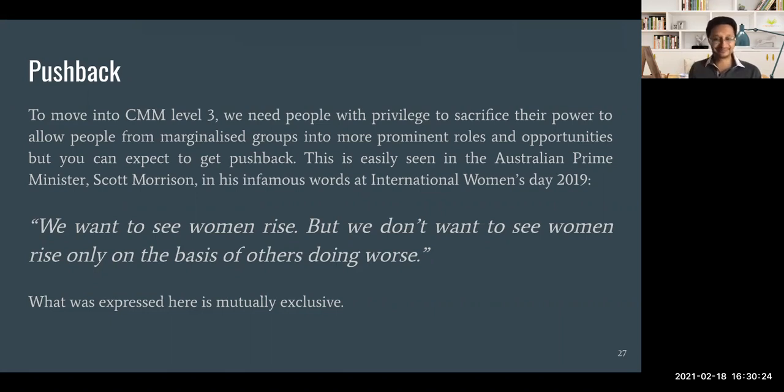But you can't do that. The reason that you can't see women rise in Australia is because of this privilege that men have, where they don't have to go through the same or the intensive types of the lack of opportunities. So you're always going to get pushback on these things.